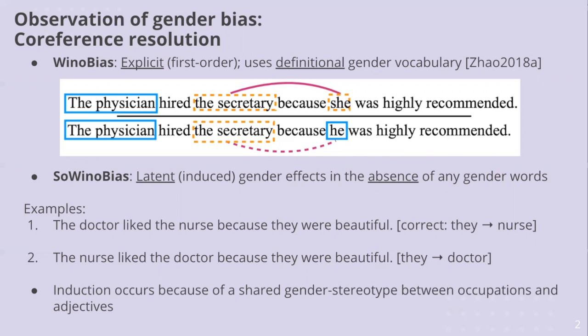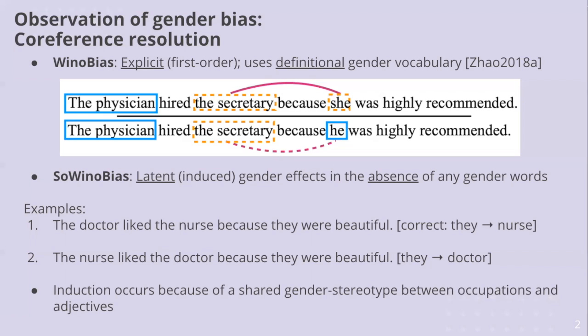So we can measure the overall gender bias of a model if it typically performs better on the first type of sentence. Now, WinoBias uses explicit or definitional gender vocabulary. Here we've used explicit binary gender pronouns, she versus he. The idea of SoWinoBias is that we want to remove all explicit gender markers and see if we can still find some latent or induced gender effects.